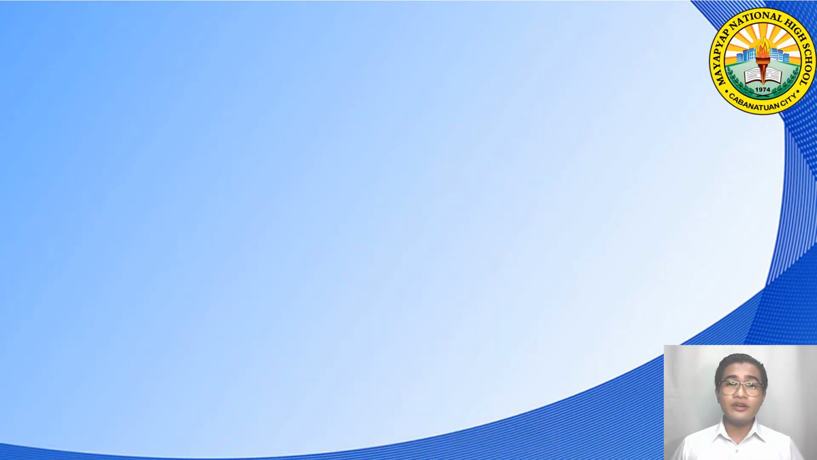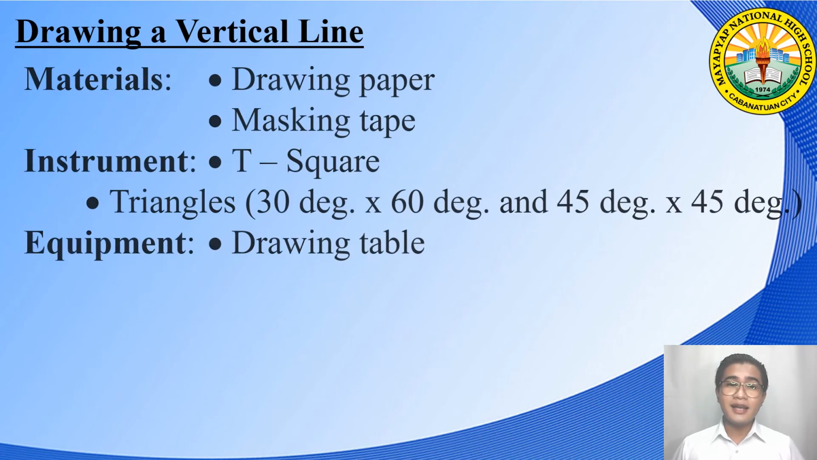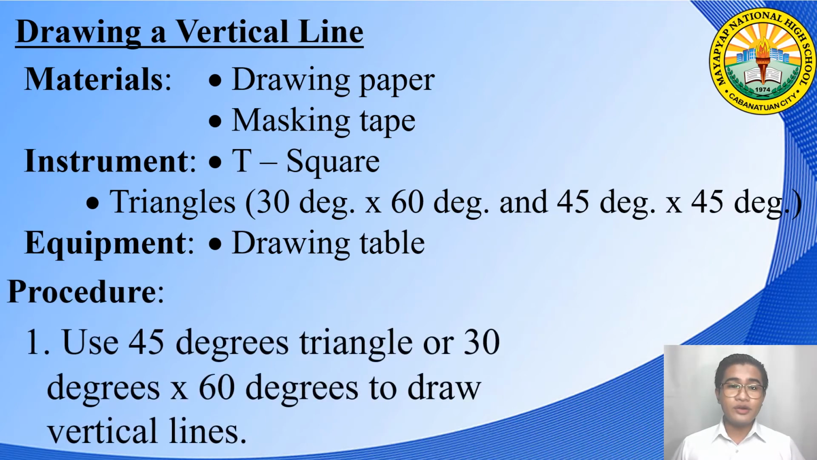Now we're going to learn how to make a vertical line. Our materials: drawing paper and masking tape, instrument, T-square and triangles, and equipment, drawing table. Our procedure: use a 45 degree triangle or a 30 by 60 degree triangle to make a vertical line, depending on what kind of triangle you have.